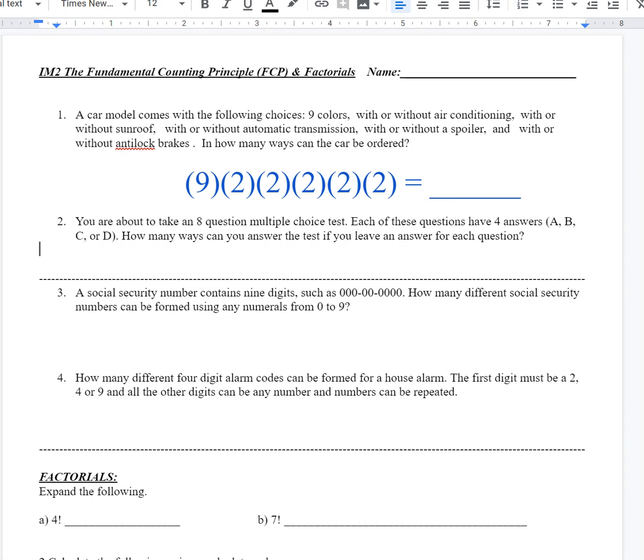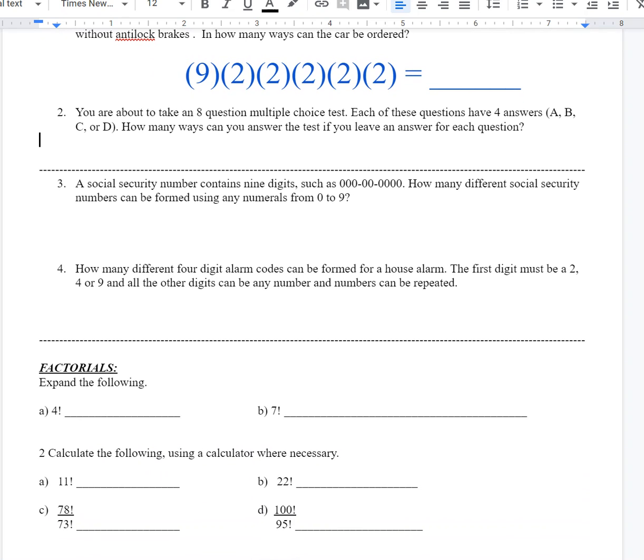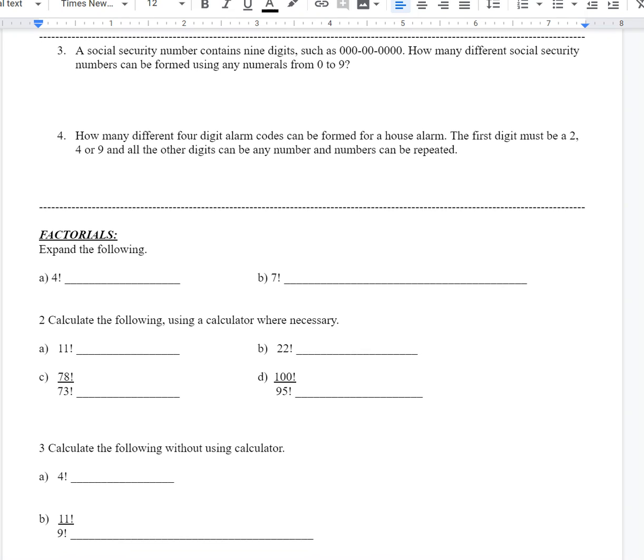Same thing here. You're about to take an 8-question multiple choice test. Each of the questions has 4 answers. So literally, if you have 4 answers each time, it's 4 times 4 times 4 times 4, 8 times. How many ways can you answer the test if you leave an answer for each question, so none will be left blank? You have 4 choices every single time. You should be able to do these. They're kind of like the examples, the 0 to 9 one.